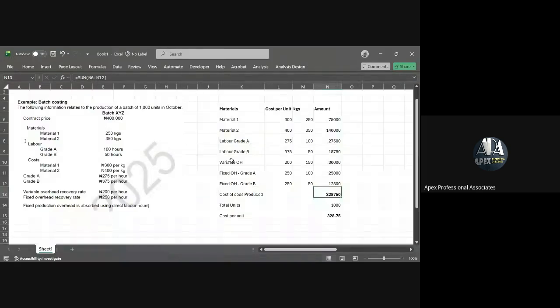So they've produced the material with 150 hours. The variable part that is allocated to the overhead is 200 naira per hour, and the fixed part is 250 per hour. That is for the production overhead. That does not reduce nor increase the number of hours spent on producing the batch of 1,000 units. Do you get what I'm saying? The only thing it has done is further split the production overhead cost into fixed and variable using the rates given in the question.